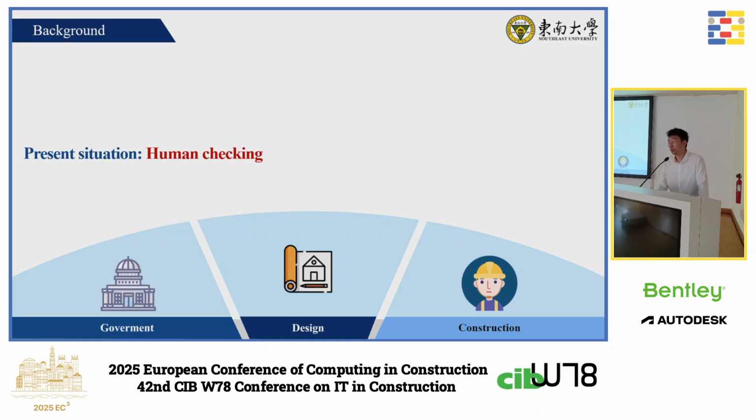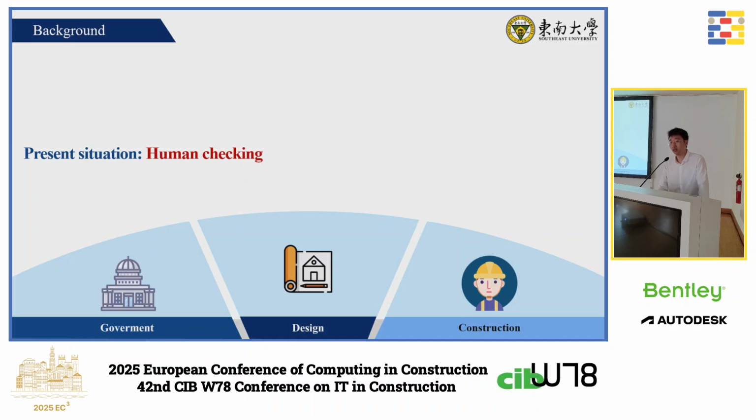As you know, BIM models are widely used in civil engineering, but there are many errors in the creation, modification, and conversion in this work process. In China, the traditional method to check BIM models is by human checking.